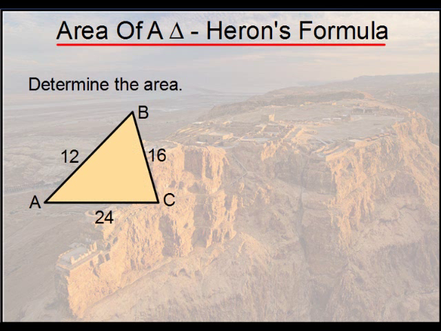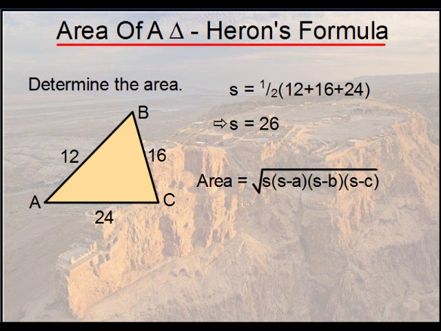Let's do an example. Let's say you were to determine the area of this triangle. Let's first figure out the perimeter, and then take half of that amount. So adding all three sides, 12, 16, and 24, and dividing by 2, what we get is 26. Now we're ready for the formula, so let's go ahead and write that out. And let's plug in our sides first. That's 12, 16, and 24. That goes in for A, B, and C, and that goes in any order you like.